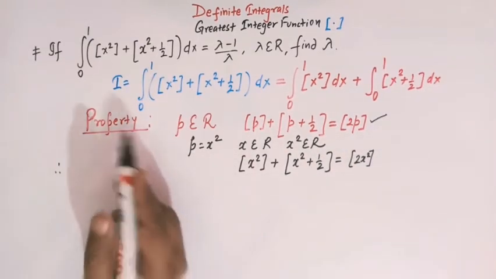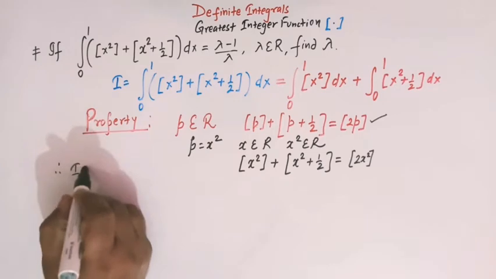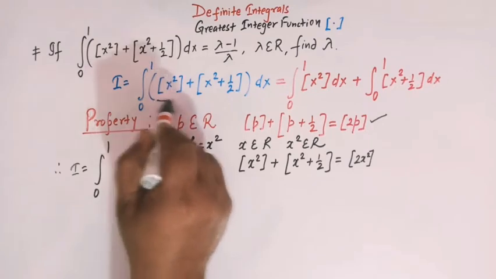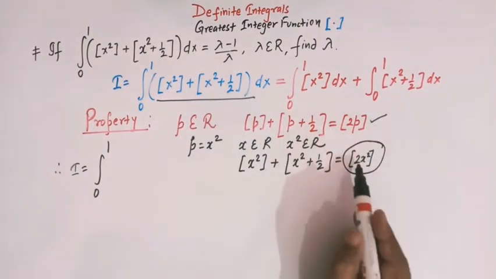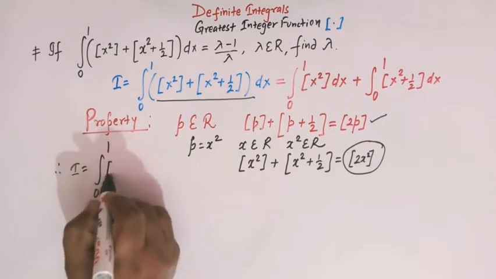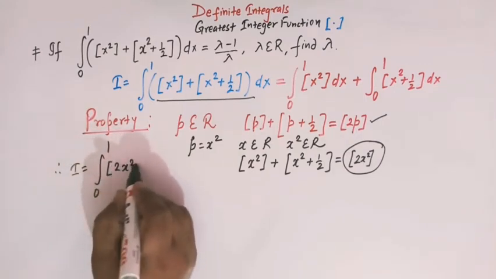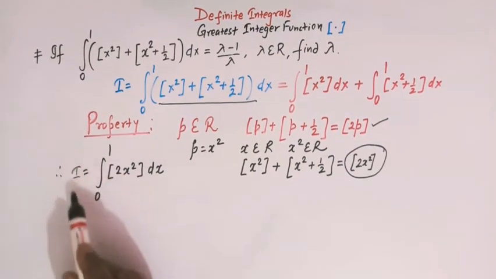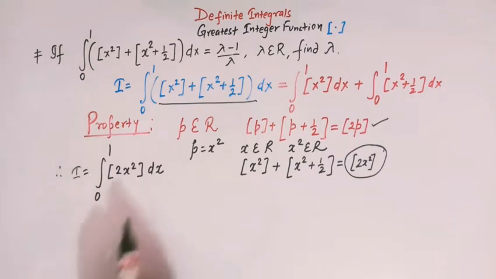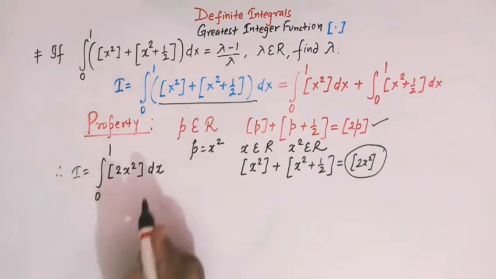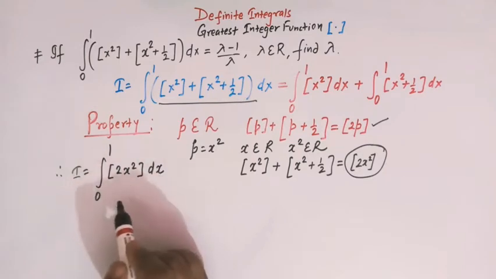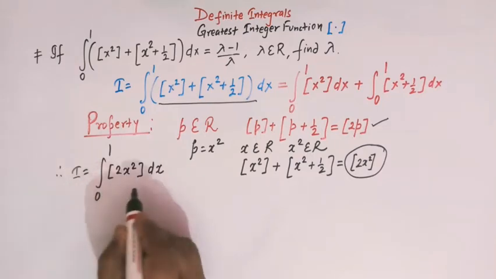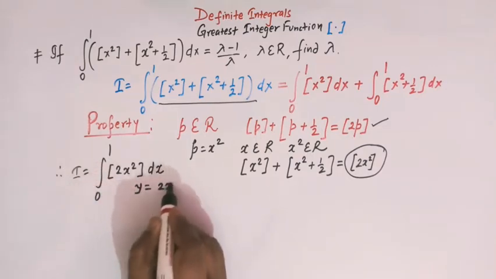So therefore now our integral I can be written as integral from 0 to 1, and for this term we have only this expression. So here we have greatest integer of 2x square dx. So viewers, we have to now solve this integral only. So now in order to solve this integral, we'll make use of the method of substitution. So let us substitute y is equal to 2x square.